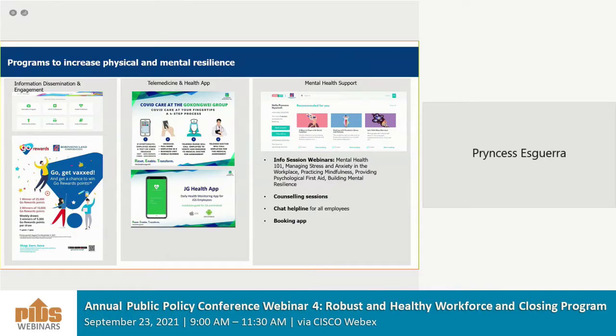The programs to increase physical and mental resilience were also made more deliberate. We developed our intranet on information dissemination and engagement in terms of health protocols, and there are also rewards whenever they participate in our objectives. There is a telemedicine aside from our HMO and a health application that would show the health status of our people on a daily basis, and immediately will trigger us to know who's sick, who has a family member who's sick, who recently traveled, and make the necessary intervention.